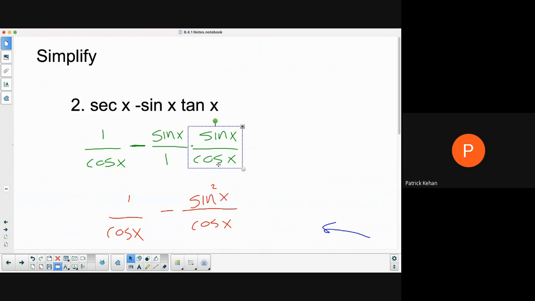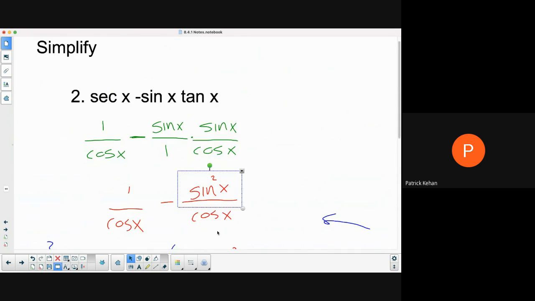And this one's a little bit more complicated at first, right? So at this point, you really can't simplify at the moment numerators to denominators, but you can multiply, right? So sine x times sine x. When we're multiplying fractions, we multiply the numerators, we multiply the denominators here. So now I have the original left term, 1 over cosine x minus, and then now I have sine squared x over cosine x.